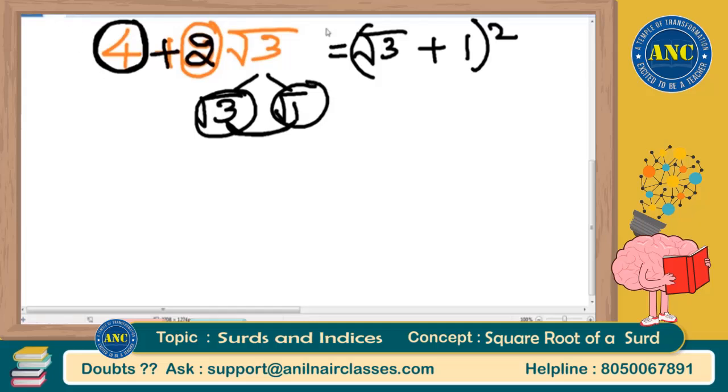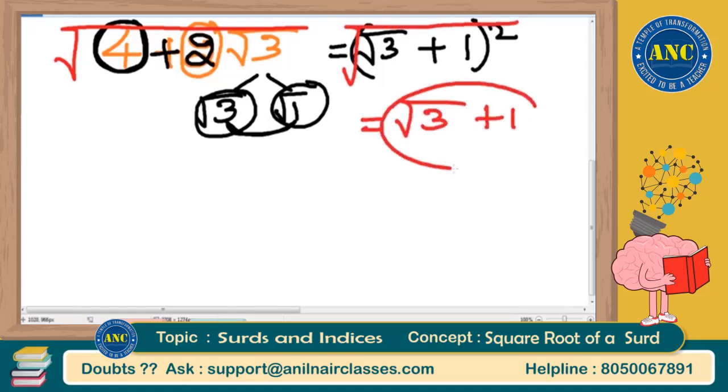But I want to find the square root of this value. Square root of root 3 plus 1 whole square. Square root and square will get cancelled. Answer will be root 3 plus 1. Idea clear? Multiple problems we will keep solving in the next 5 minutes to understand it better.